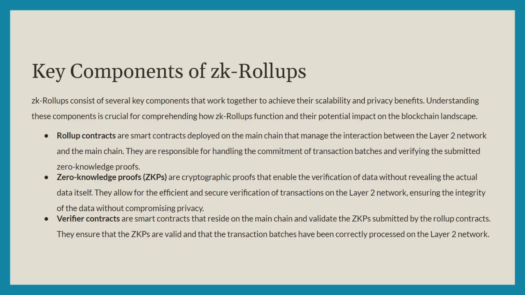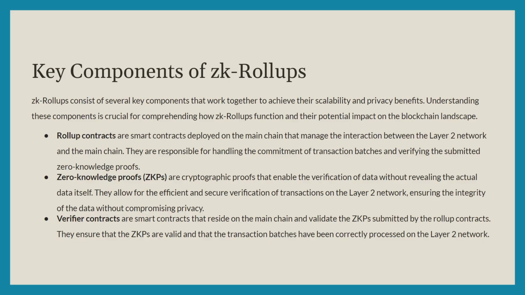Let's talk about the key components of ZK rollups. ZK rollups consist of several key components that work together to achieve their scalability and privacy benefits. Understanding these components is crucial for comprehending how ZK rollups function and their potential impact on the blockchain landscape. Rollup contracts are smart contracts deployed on the main chain that manage the interaction between the layer 2 network and the main chain. They are responsible for handling the commitment of transaction batches and verifying the submitted zero knowledge proofs.